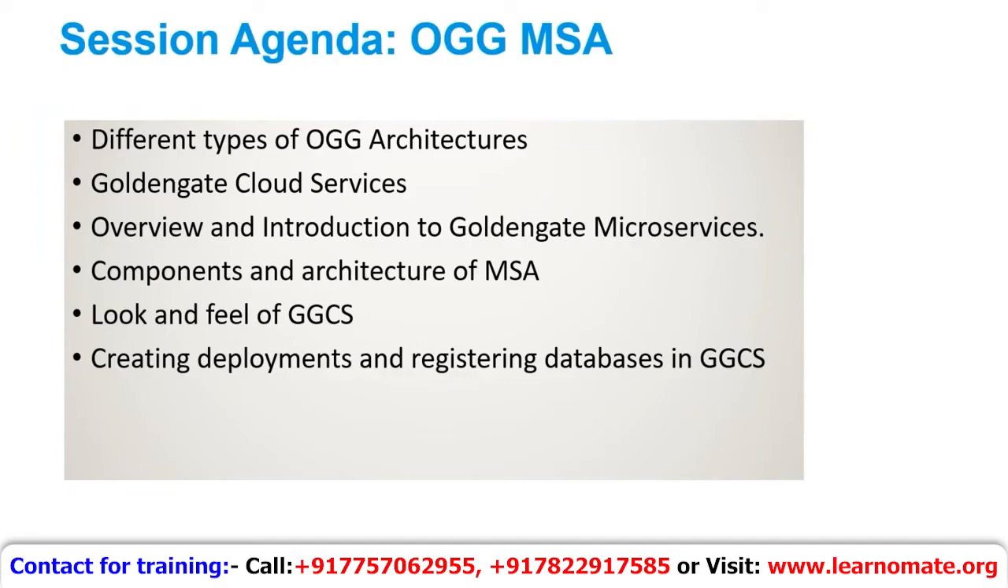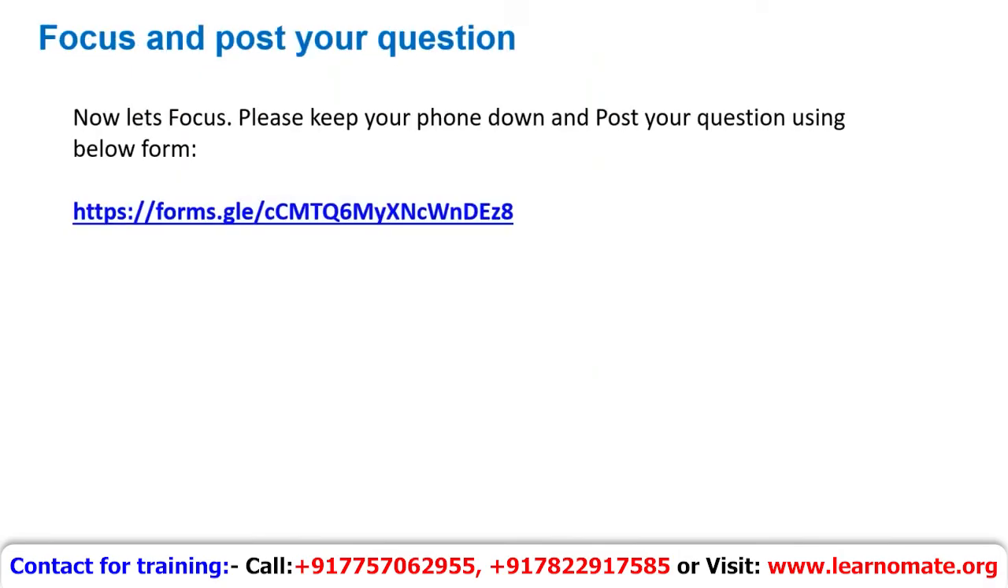So today's session agenda includes different types of Oracle GoldenGate architectures, Oracle GoldenGate Cloud Services, overview and introduction to GoldenGate Microservices, components and architecture of microservices architecture, look and feel of GGCS, and creating deployments and registering database in GGCS. We are going to discuss.